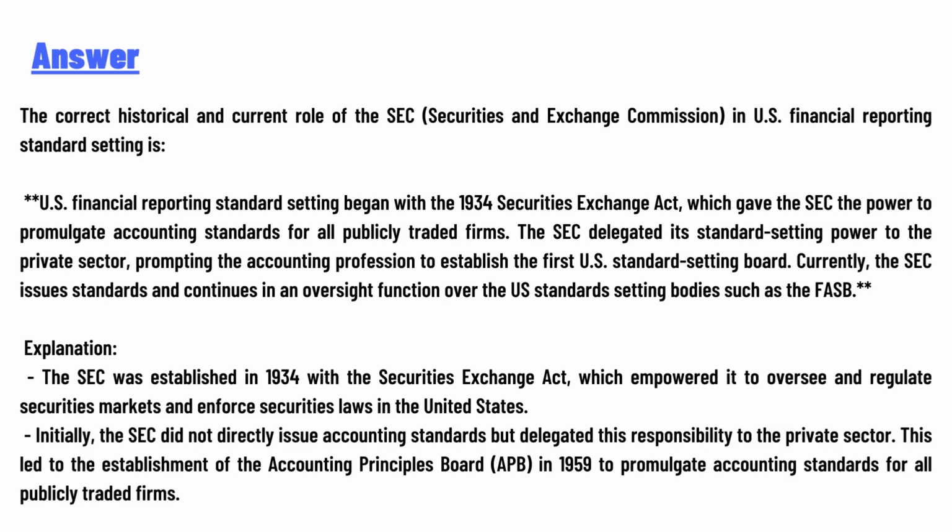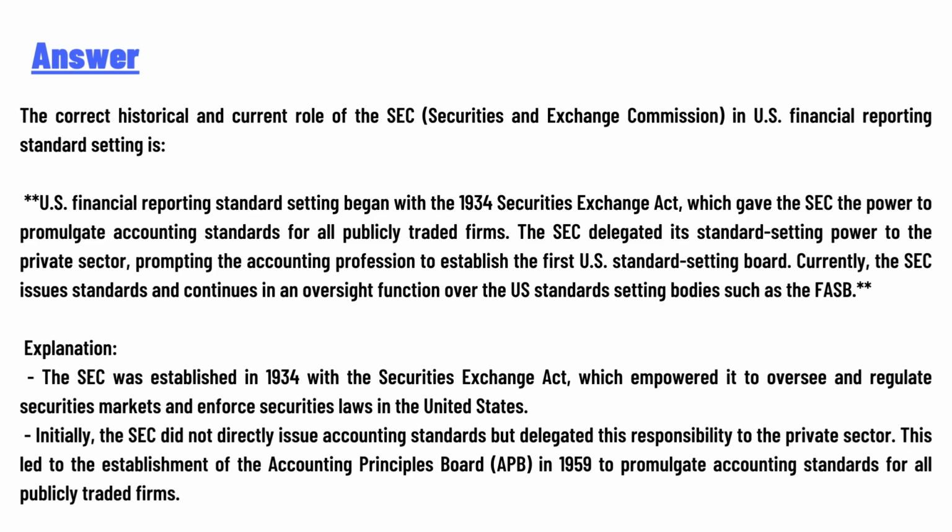And the answer to the question is, the correct historical and current role of the SEC in U.S. financial reporting standard setting is: U.S. financial reporting standard setting began with the 1934 Securities Exchange Act, which gave the SEC the power to promulgate accounting standards for all publicly traded firms. The SEC delegated its standard setting power to the private sector, promoting the accounting profession to establish the first U.S. standard setting board. Currently, the SEC issues standards and continues in an oversight function over the U.S. standard setting bodies such as the FASB.